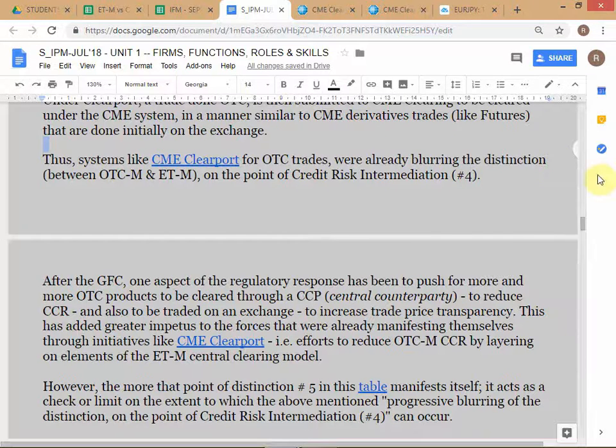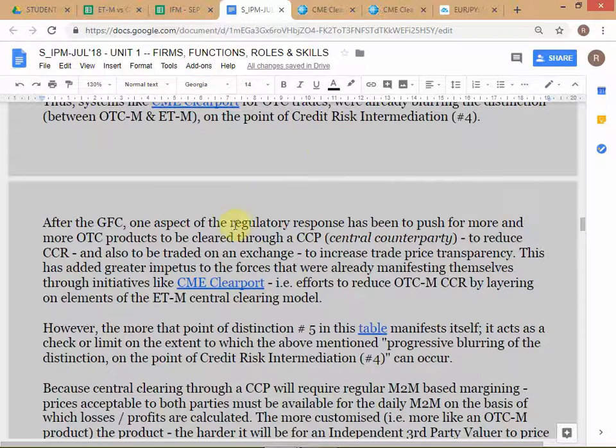Now, the other thing that is driving this blurring of the distinctions is what we can call the regulatory response to the GFC. In the GFC, as you know, Lehman Brothers went bankrupt, which caused a lot of fear and panic in the markets. The fear was mainly driven by the fact that people were not aware of the levels of counterparty credit risk exposure, because Lehman had thousands of OTC market contracts outstanding with various other banks.